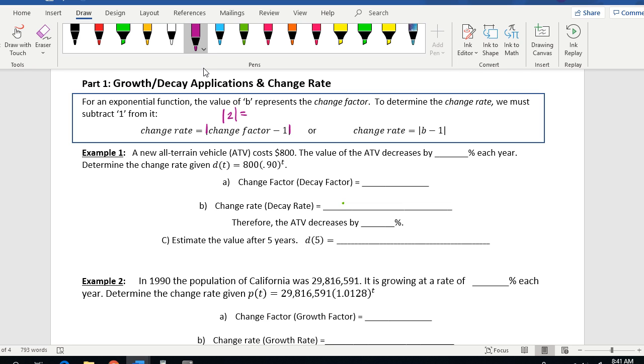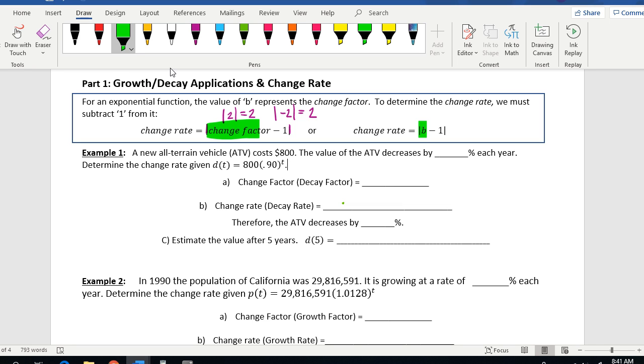So the absolute value of 2 is 2. The absolute value of negative 2 is positive 2. Okay, so again, change factor, subtract 1. b, subtract 1 to get the change rate. And once we get through this first example, I will show you the difference between the change rate and the change factor.